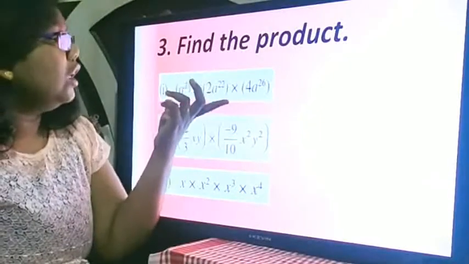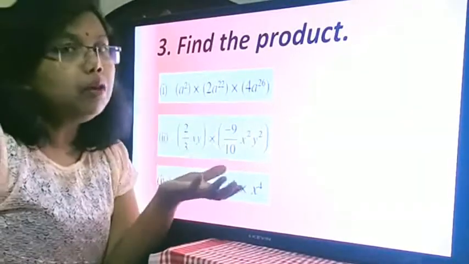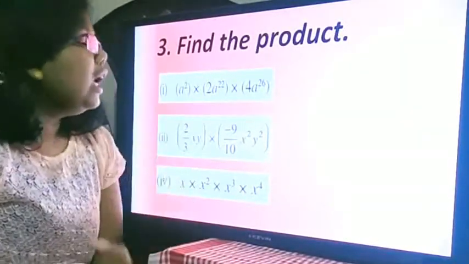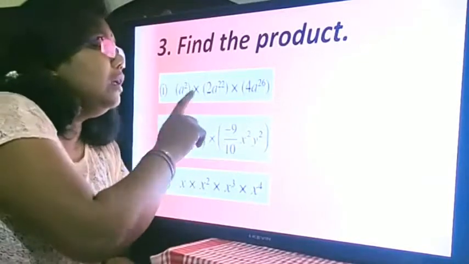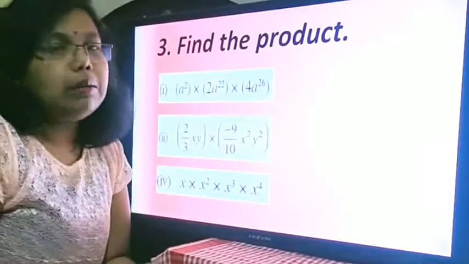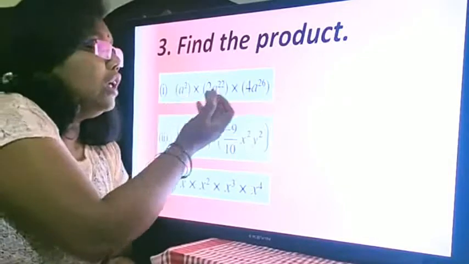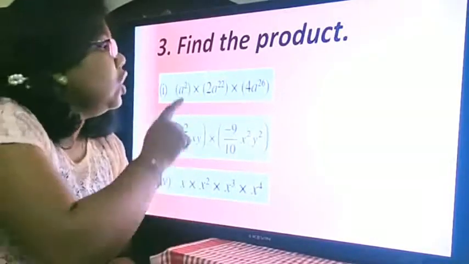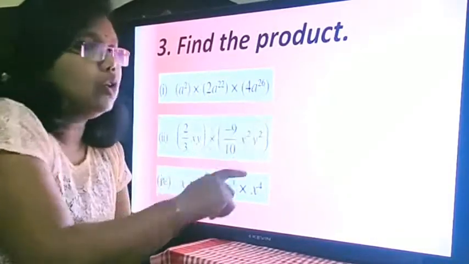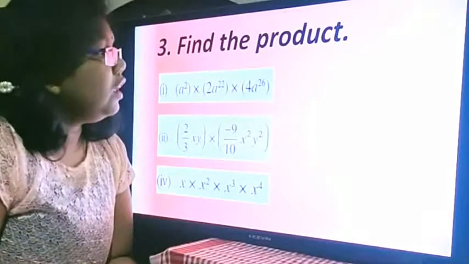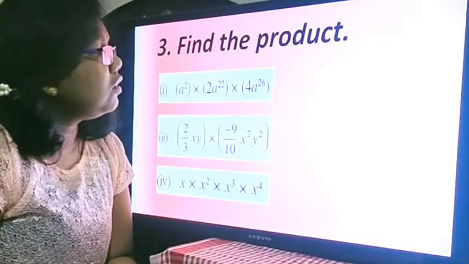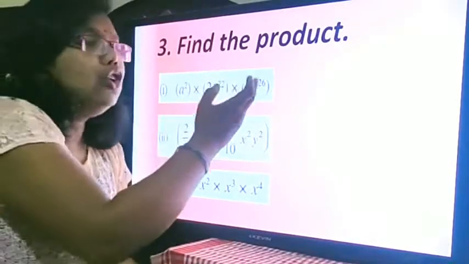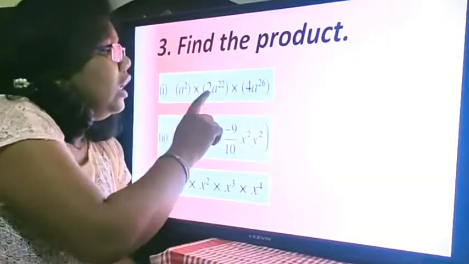Find the product. Now here we are given monomials, but there are 3 monomials and we have to multiply. When you are doing that, see the variables first. All the variables are a, so all these are going to get their powers added. So 2 plus 22 plus 26, so a raised to 50. You get a raised to 50, and then 1 into 2 into 4.